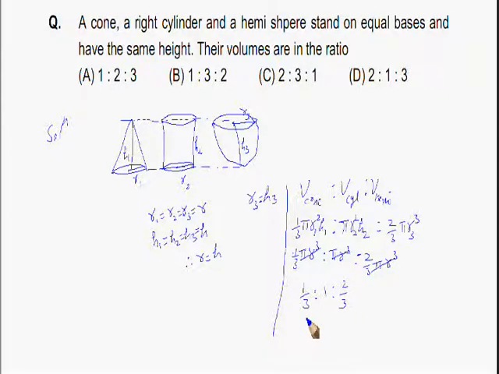Now multiplying this ratio by 3, we get 1 is to 3 is to 2. So our required answer is 1 is to 3 is to 2. So according to option B is correct. Now we move to the next question.